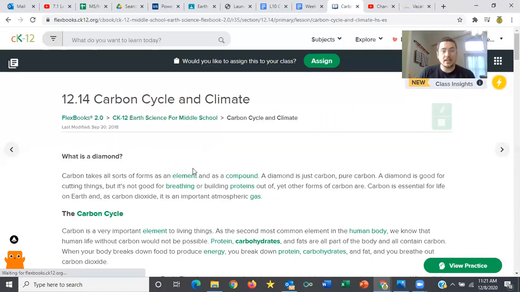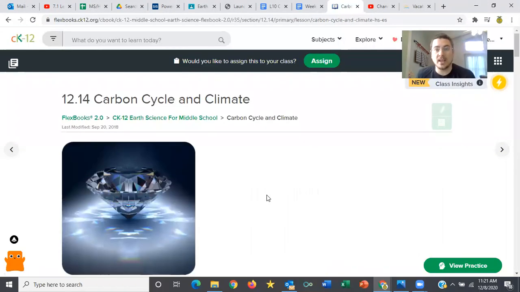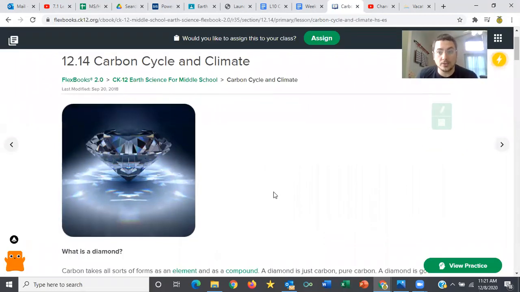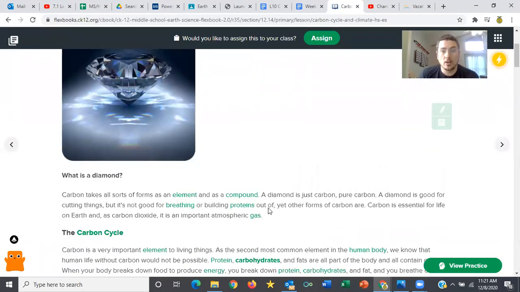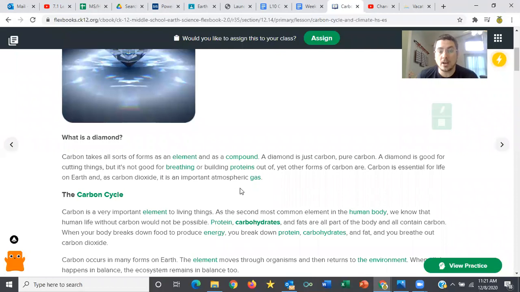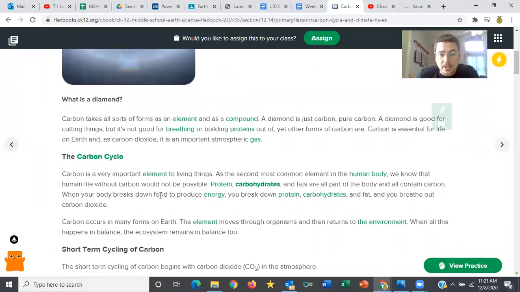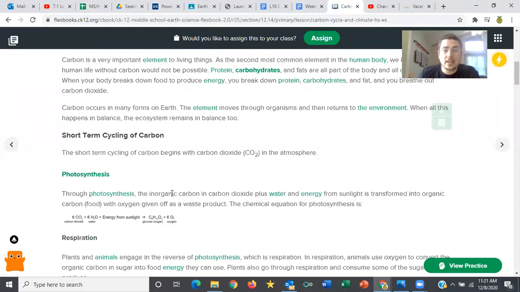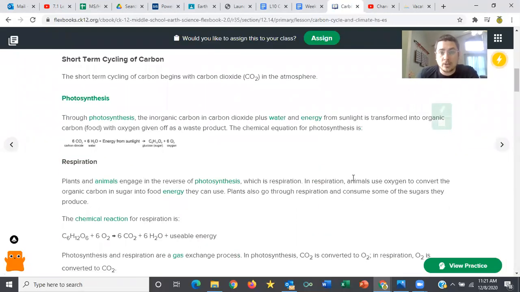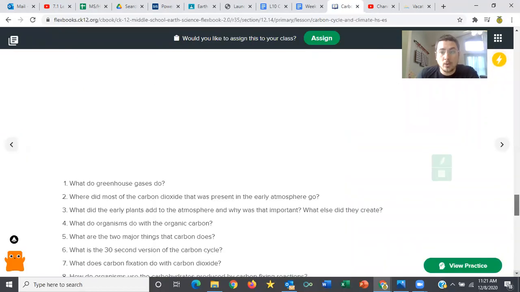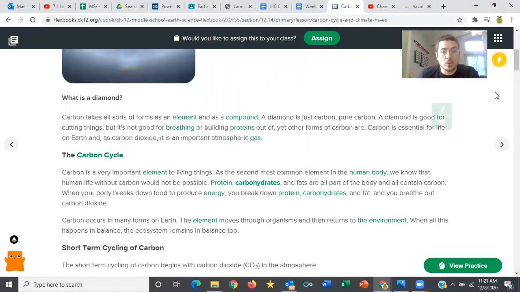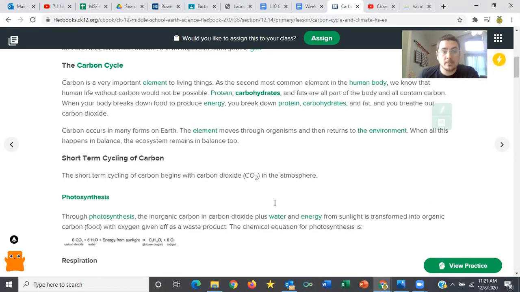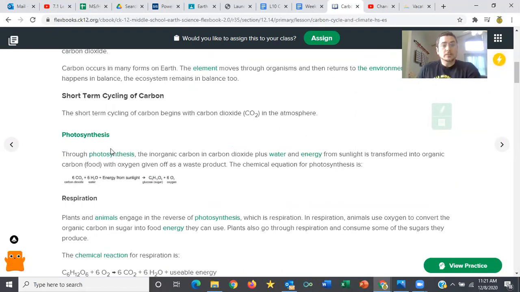However, this is the assignment that I really want you to focus on, and it will take you a little bit longer than normal, okay? Because this assignment covers the carbon cycle, and you need to know what the carbon cycle is. You need to understand a lot of things about it. This is a longer CK12 than normal, so I'm just warning you to have a little bit of extra time so that you can get this one done.